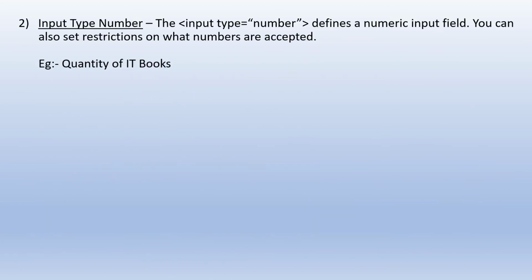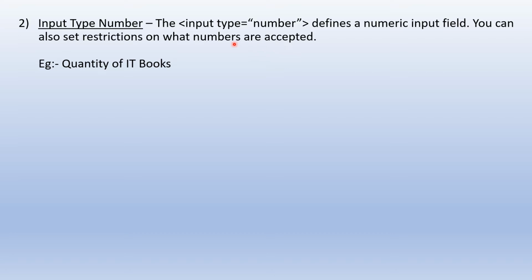Let us see the next input element of form. Input type number. So this input type number defines a numeric input field. This means that if you want to enter any number, then we can use input type what? Number. You can also set restrictions on what numbers are accepted.